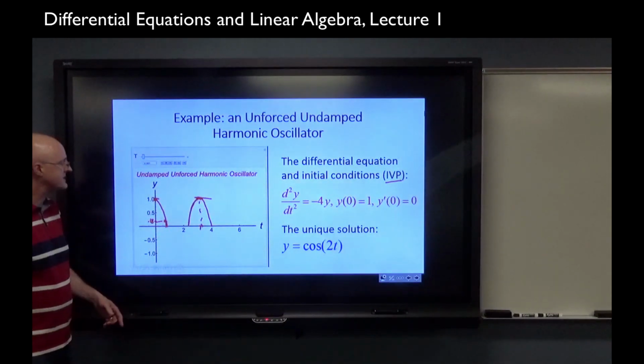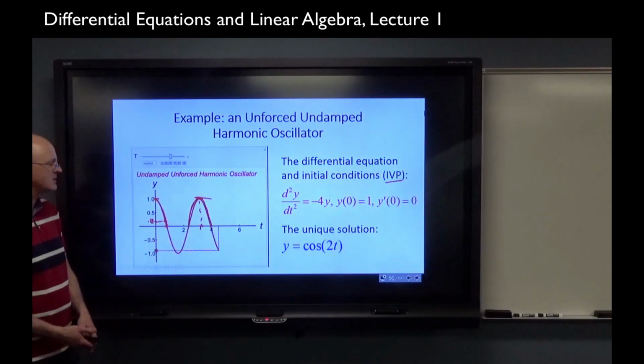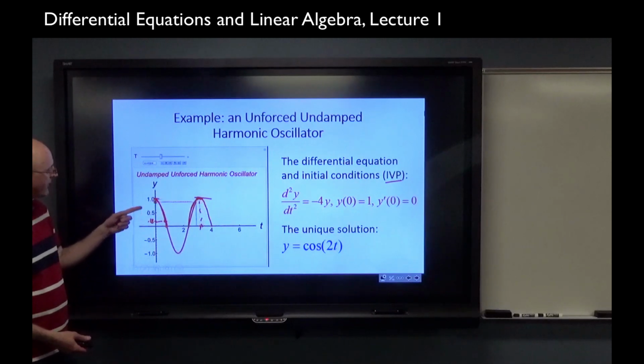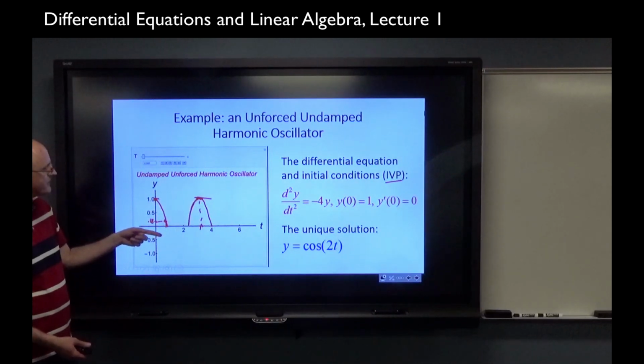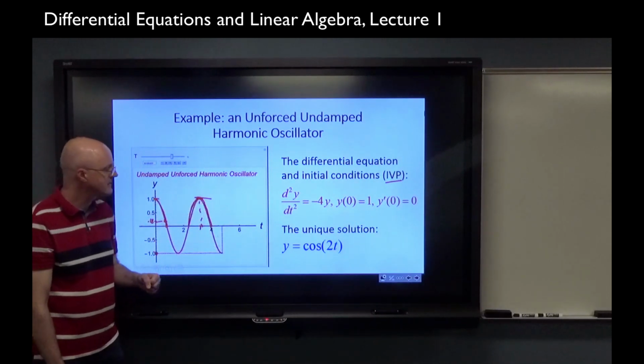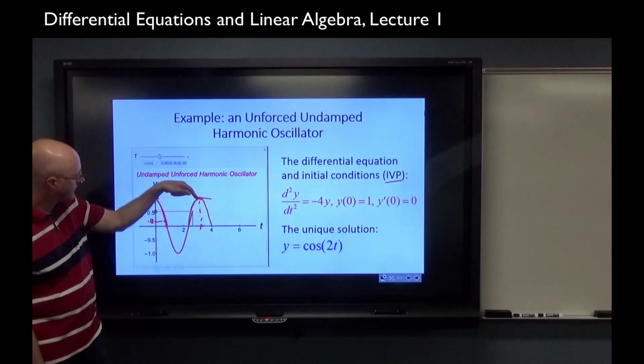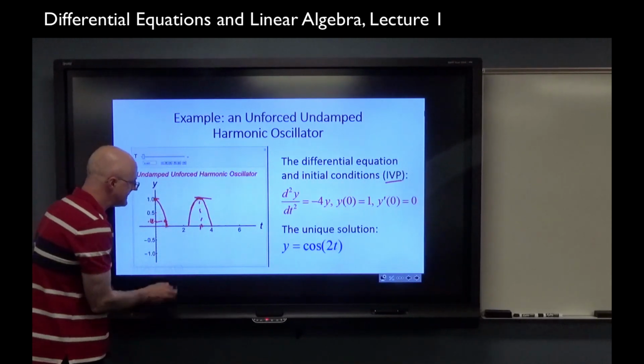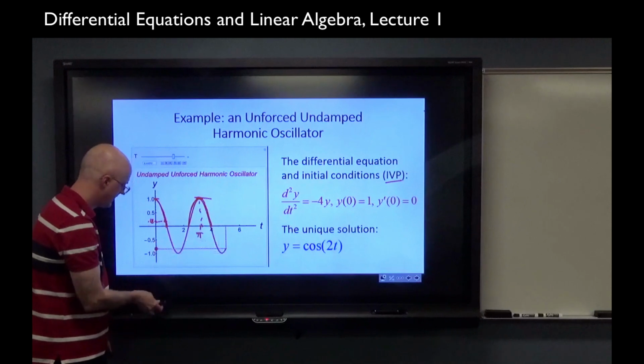What is the formula for this function? In fact, it is cosine of 2t. Maybe you guessed that already. This is a cosine function. 2t means the period of this is pi. It comes back to where it started when t is pi. This indeed is pi right here.